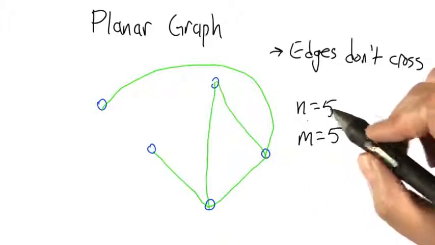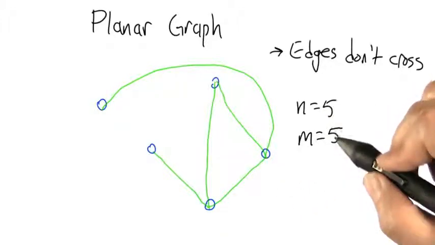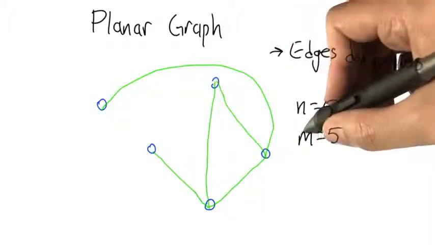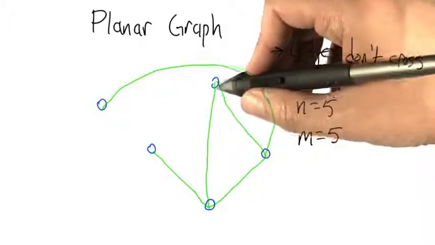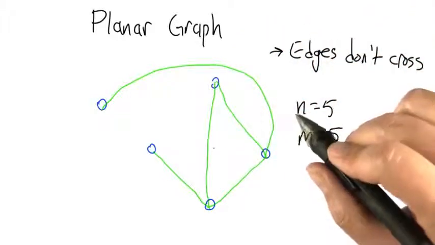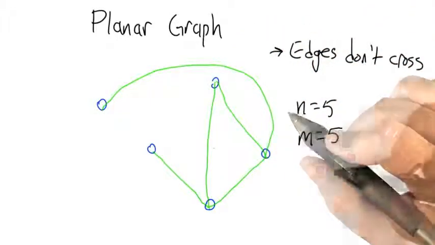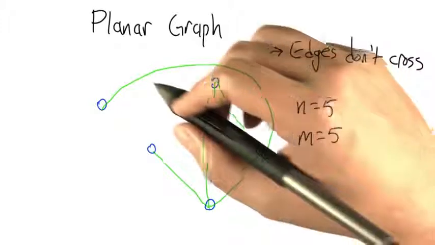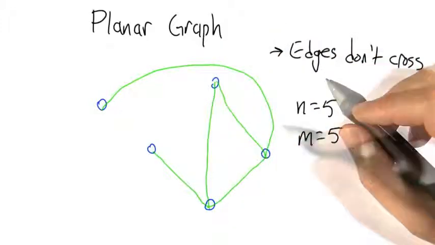Now in this particular example, we've got 5 nodes and 5 edges, but what we're interested in is the relationship in general between the number of nodes in a planar graph and the number of edges. This is a more complicated example than any of the ones we looked at before in this unit. There is some kind of relationship, and there are constraints by virtue of the fact that the graph is drawn in the plane. Let's take a look at that.